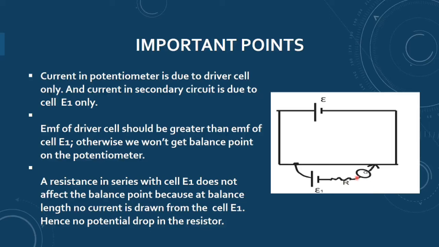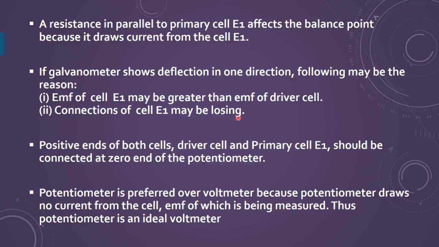So no potential drop is there across this resistor. You should keep this thing in mind. So that is not affecting your observations. Balance point will get when both the potential differences equate each other, and that is why we are saying it is preferred over the voltmeter.